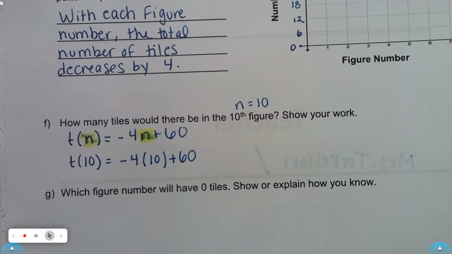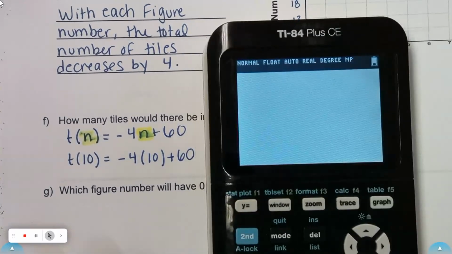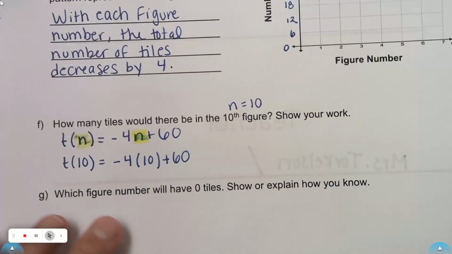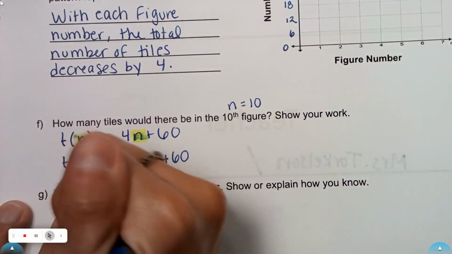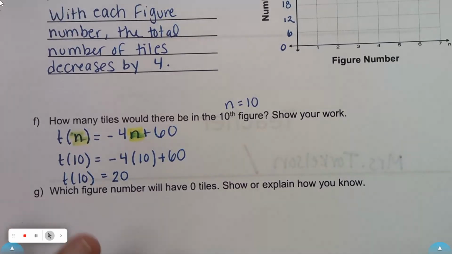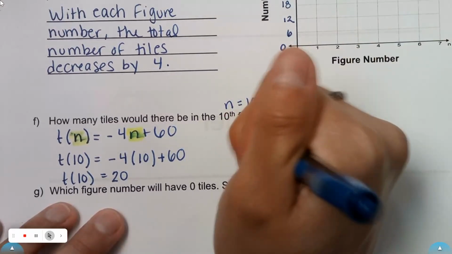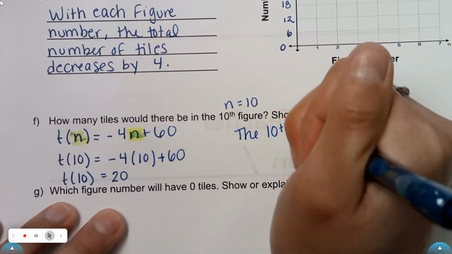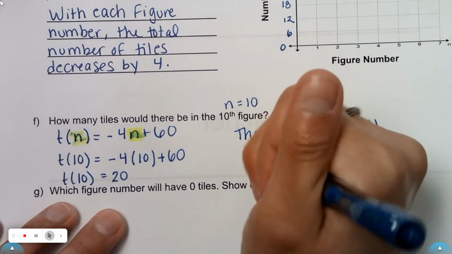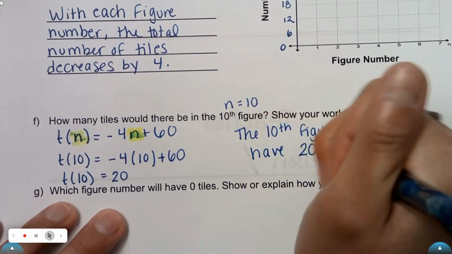Then that -4 times 10 plus 60 will just go into my calculator. So let me plug that in. So this is all calculator right here. So -4 times 10 plus 60, I get 20. So T of 10 equals 20. So now I can write my sentence. The 10th figure will have 20 tiles.